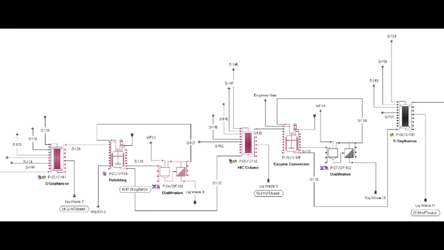Operation Unit 25, Column C102. The human proinsulin is chromatographically purified in a hydrophobic interaction chromatographic column in 3 cycles.